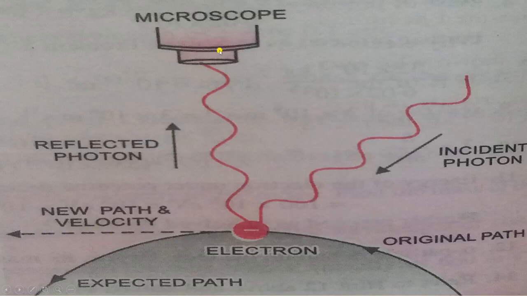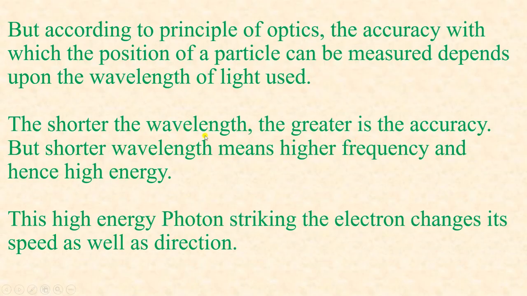We will observe this with the help of a microscope. Now, if the wavelength of the light is shorter, suppose this is the wave, then frequency will be more. And if frequency is more, that means energy of the incident light will be more, and it will strike the electron and change its speed as well as direction. So the shorter the wavelength, the greater is the accuracy, but shorter wavelength means higher frequency and hence high energy. This high energy photon striking the electron changes its speed as well as direction.